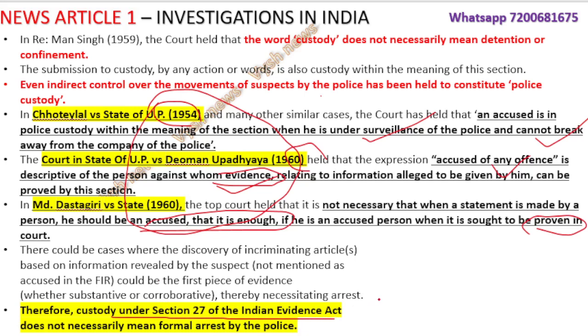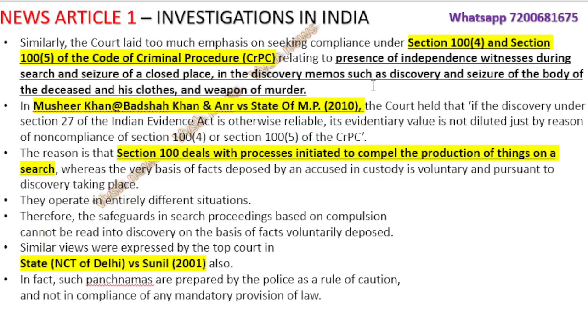Again, if you have not properly filed the FIR, then it cannot be considered a formal arrest by the police. Here again is section 100. These are very detailed things which are usually not important for UPSC. Section 100 deals with the processes initiated to compel the production of things on a search, meaning when you are doing any search procedure, you should have independent witnesses, not the police people alone.